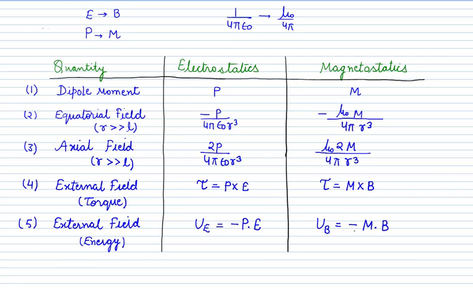Let us have a quick revision. Dipole moment is P, here it is M. Equatorial field is minus P upon 4 pi epsilon naught r cube, here it is minus mu naught M upon 4 pi r cube. Axial field is 2P upon 4 pi epsilon naught r cube, here it is mu naught 2M upon 4 pi r cube. External field torque is tau equal to P cross E, here it is tau equal to M cross B. External field energy, the electrostatic potential energy, is minus P dot E, and here it is minus M dot B.